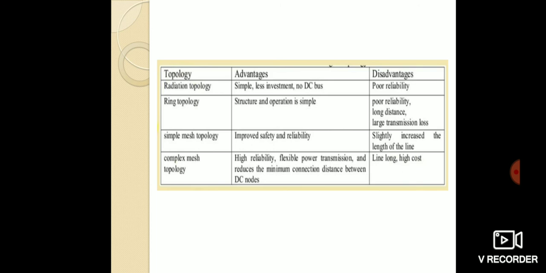The disadvantages are also in these topologies. Radiation topology has poor reliability. Ring topology disadvantages are poor reliability, long distance and large transmission loss. Simple mesh topology: cost increases slightly with the length of the line. Complex mesh topology: the line is long and the cost is high.